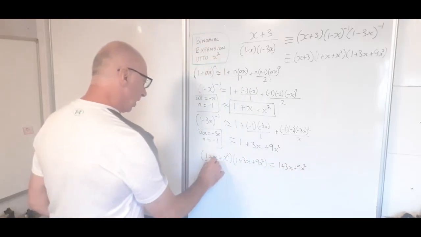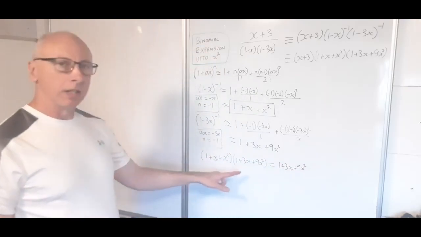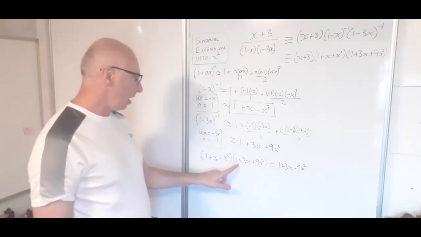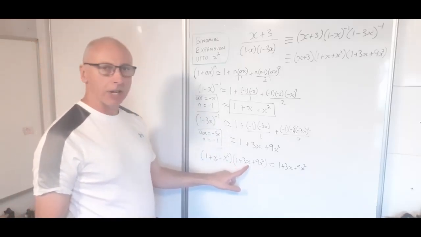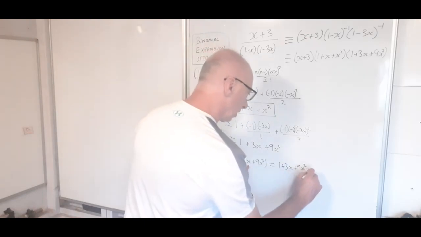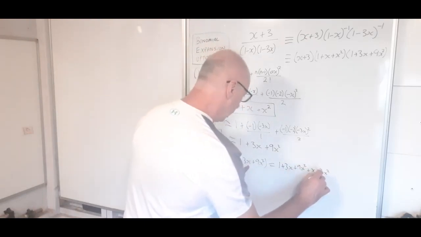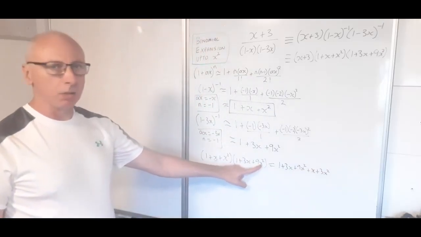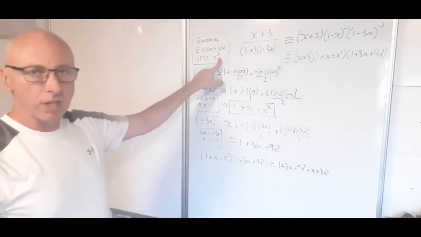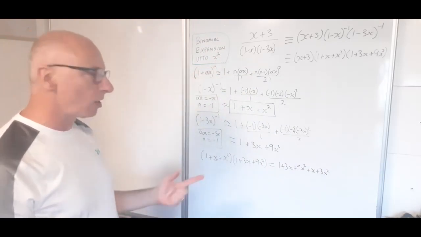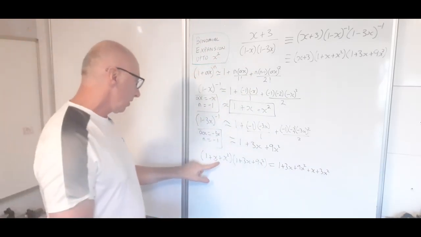Now let's distribute the x. Let's get that one away. So multiply x by all of these. I'll have x and then 3x squared. And if I multiply this by x, I get 9x cubed. Well, it's not necessary because I'm only going to x squared. So that's enough for that one. And then that's the x done.